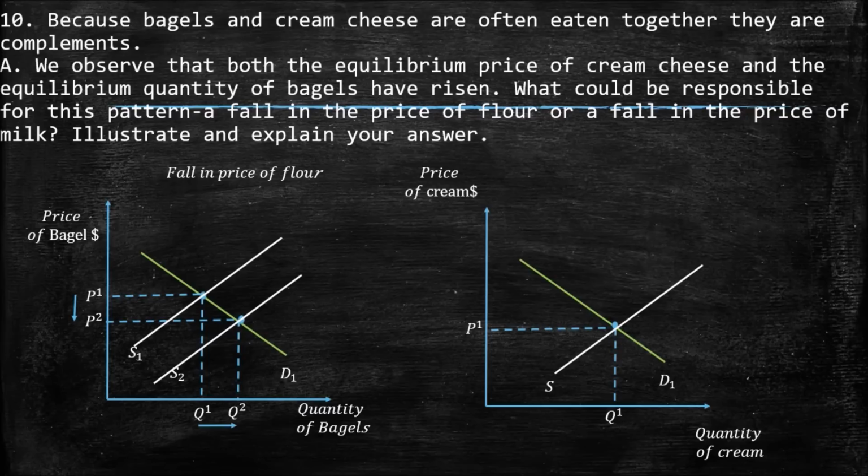Here we have the initial case. As cream cheese is a complement of the bagel, and the price of the bagel decreases, we have more incentive to consume more cream cheese. So the demand curve is going to increase, shifting to the right. In this case, as you see, we face an increase in the price of cream cheese and an increase in the quantity of bagels. Okay, we have both things.